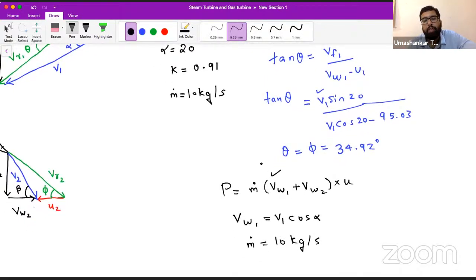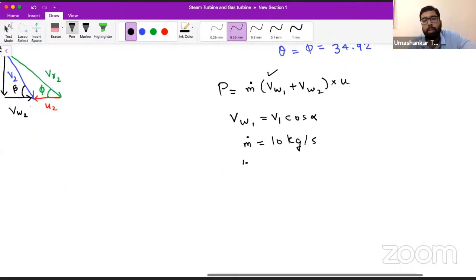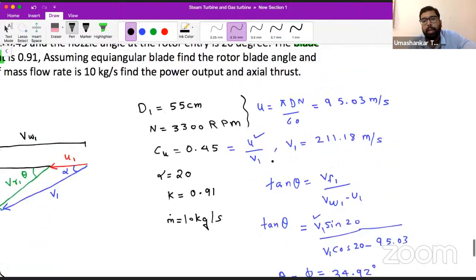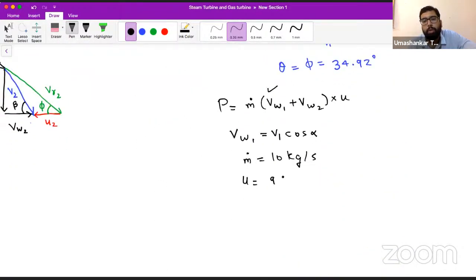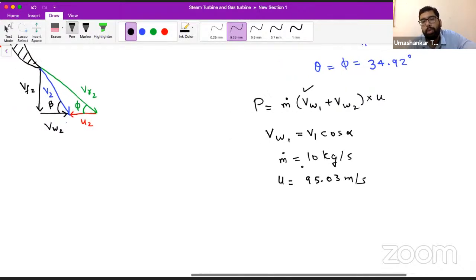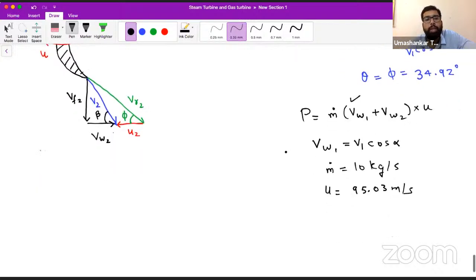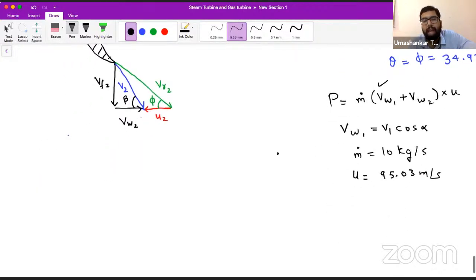We have Vw1, we have M dot, and we have the value of U, which we already calculated, it is 95.03. So what is restricting us from solving this question is Vw2. If somehow we can find the value of Vw2, we will have our answer. So can anybody who has calculated Vw2 tell me the value of Vw2, please?